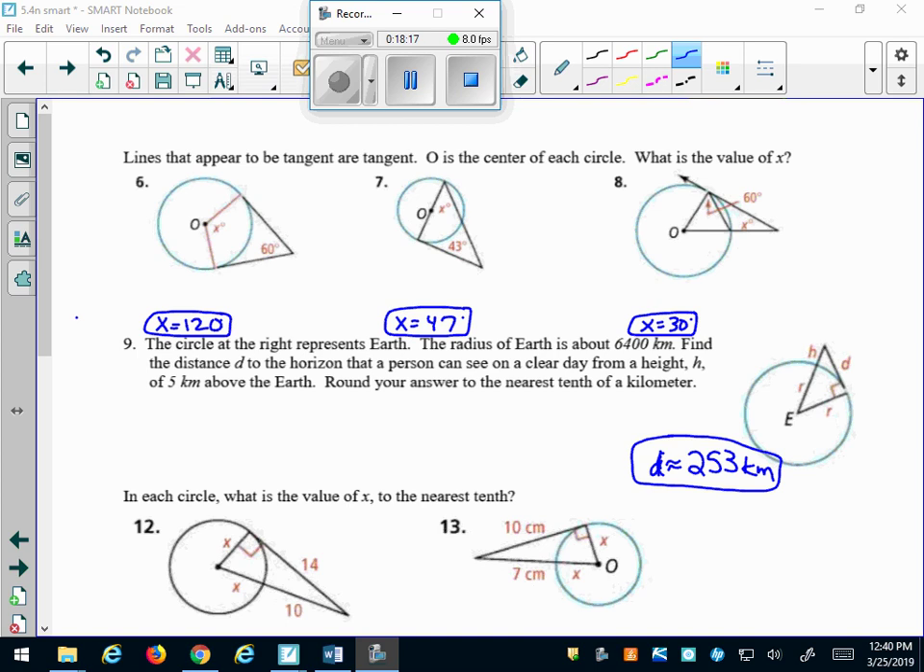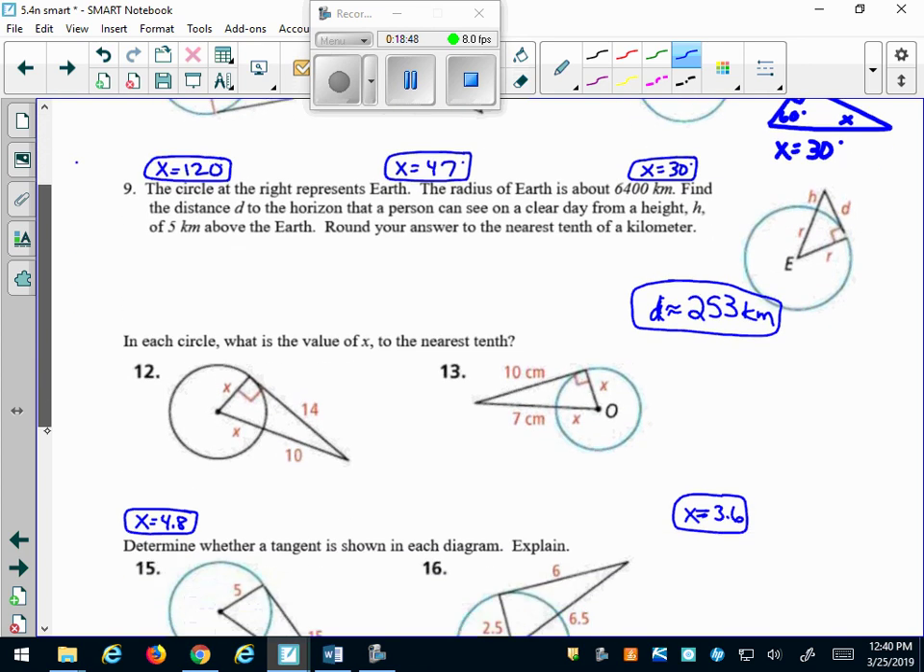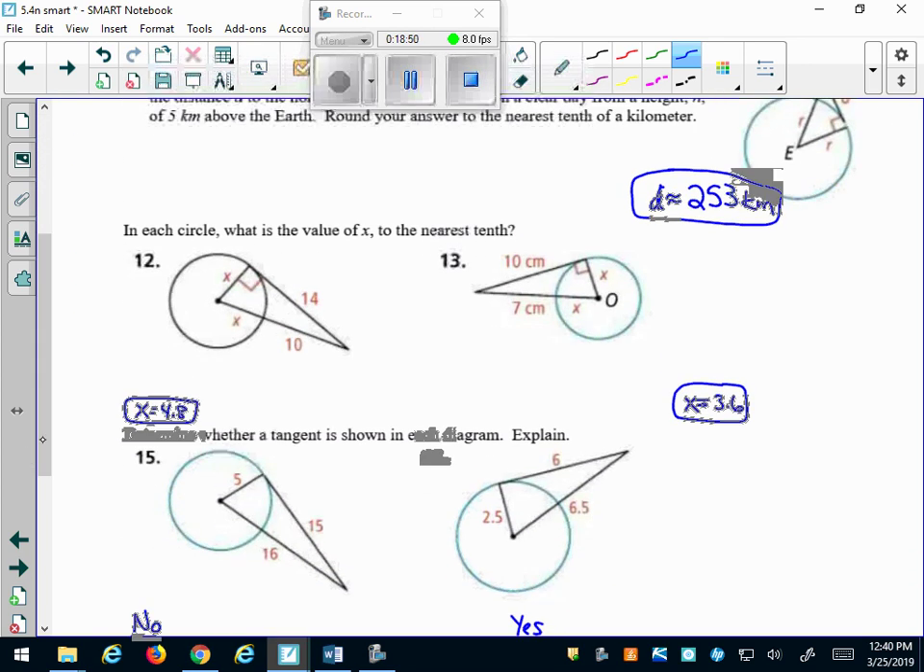Okay, so for this one, remember that the 2 radii are the same length. So if this angle is 60, this angle has to be 60 as well because of the isosceles triangle theorem. So then we know this is 60 too. Therefore, this triangle has a right angle here, 60 degrees here, and x has to be 30. Okay, the rest of the answers are listed.